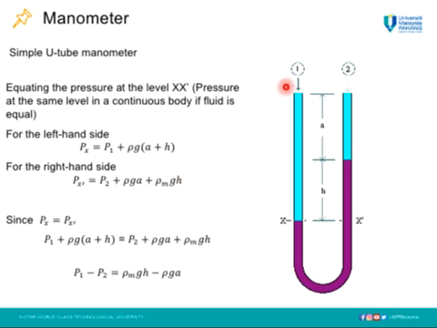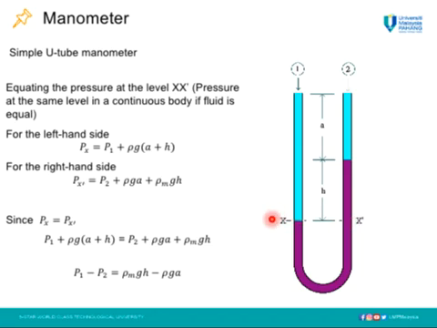So now let us try a simple U-tube manometer. We want to find the pressure difference between point 1 and point 2. First, equating the pressure at level X and X dash. Pressure at the same level in a continuous body is equal. So X equals X dash. This is because it is interconnected by the same fluid and it is at the same level of height.